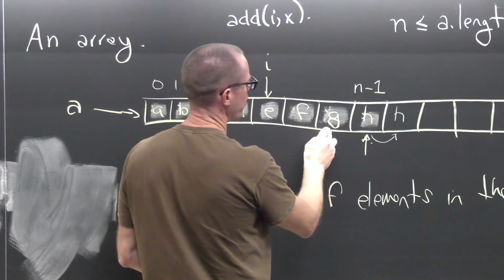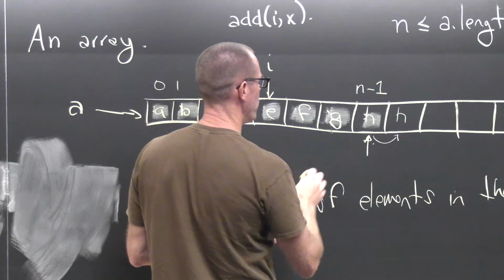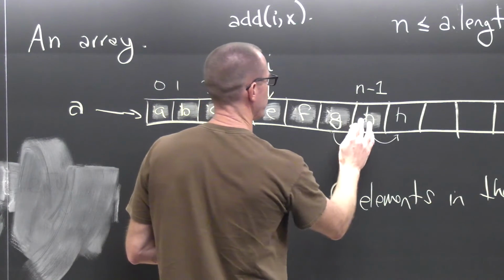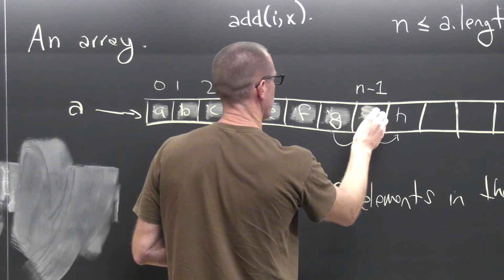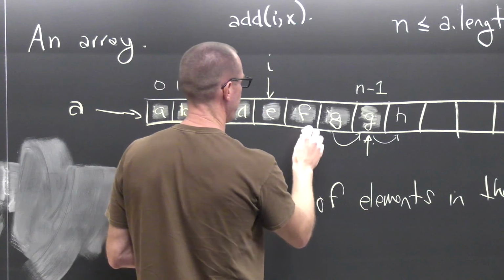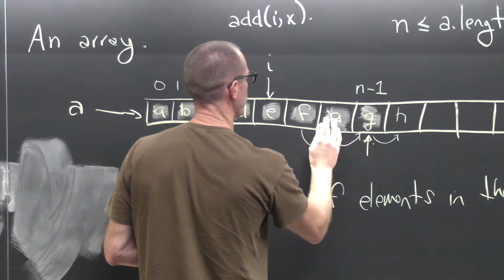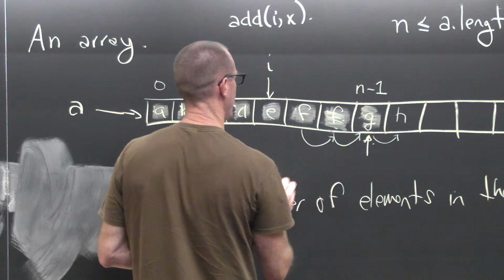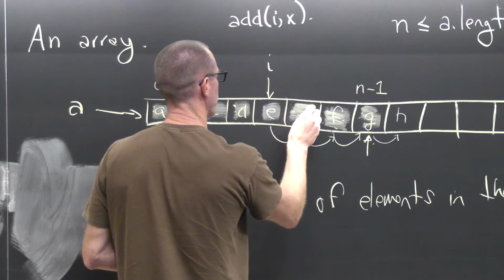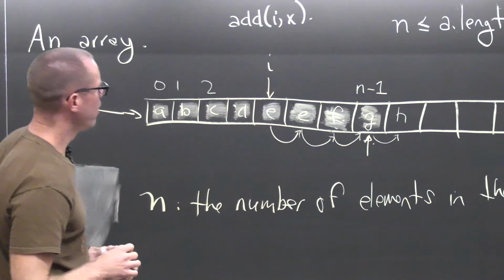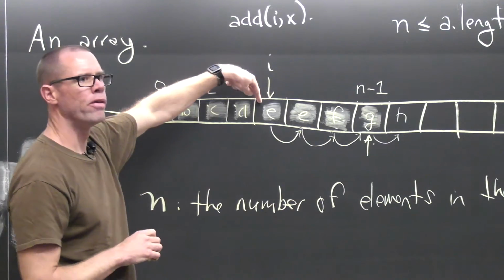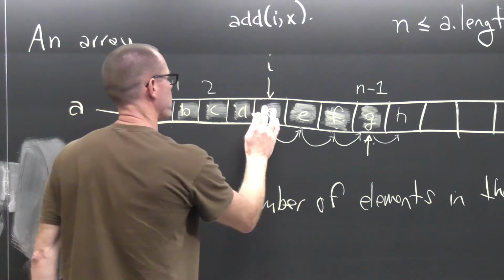Now we go back one step to position n minus 2, and we move that to position n minus 1. So h gets overwritten with g. And we do it again. Now g gets overwritten with f. Now we do it again. F gets overwritten with E. Now we have two copies of E here, and we are free to overwrite the first one, the X.